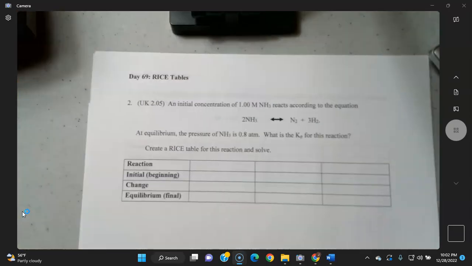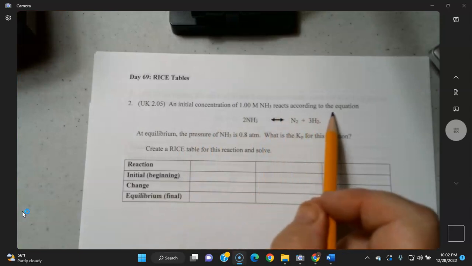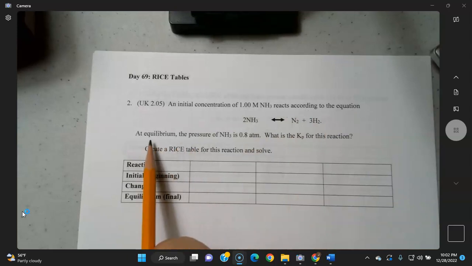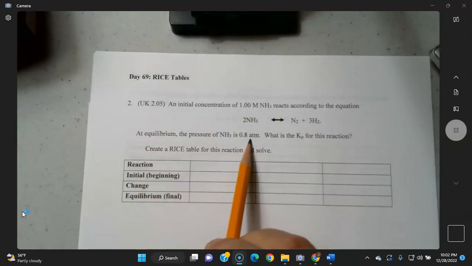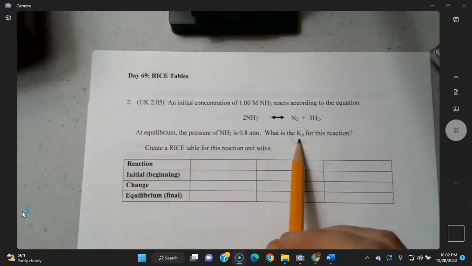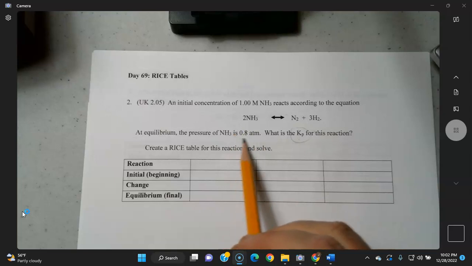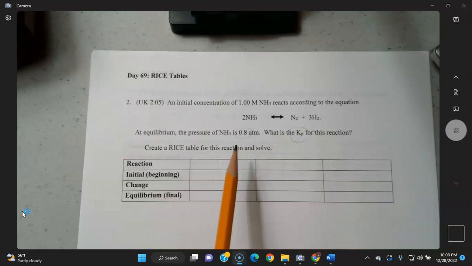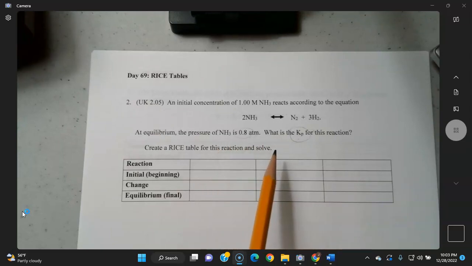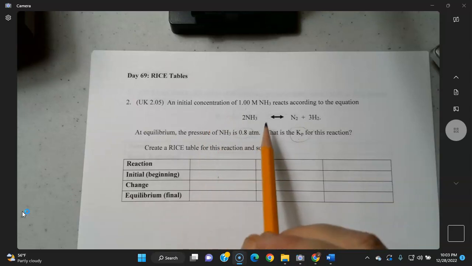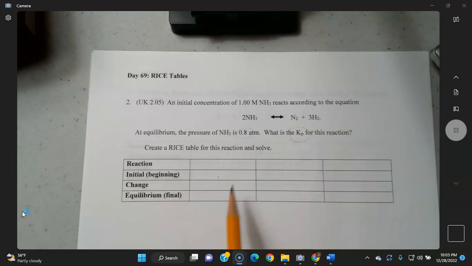And, okay, an initial concentration reacts according to the equation. At equilibrium, the pressure is 0.08. So what's the Kp? It's exactly the same as the last problem. The way you compute Kps and Kcs are the same. In this case, though, it's a gas, atmospheres instead of concentrations. Doesn't matter. It's the same thing, okay? So you're going to write the equation, and that one is initial concentration. It's going to go there, and it reacts. It says at equilibrium, the pressure of NH3 is that, okay? So it's a little bit different.